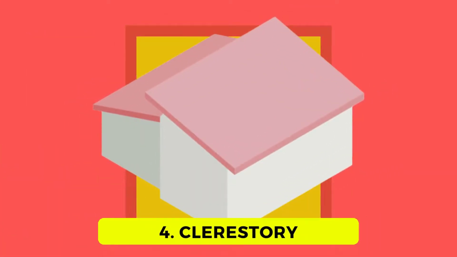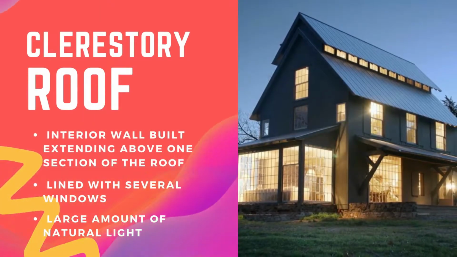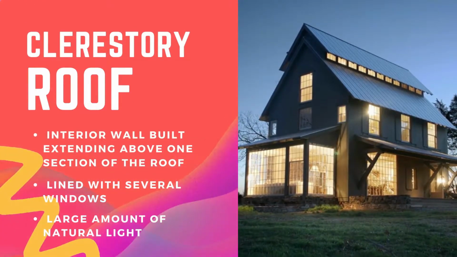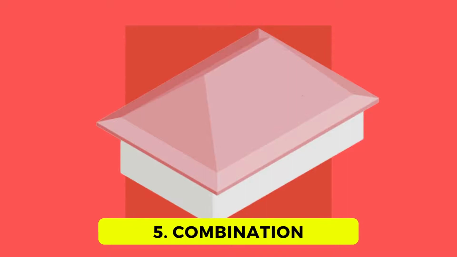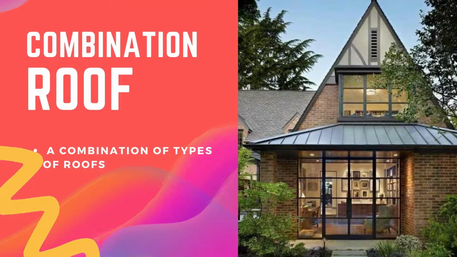4. Clearstory. A clearstory roof has an interior wall built extending above one section of the roof, with this section of wall often lined with several windows or one long window. 5. Combination. A combination roof is, quite literally, a combination of types of roofs.